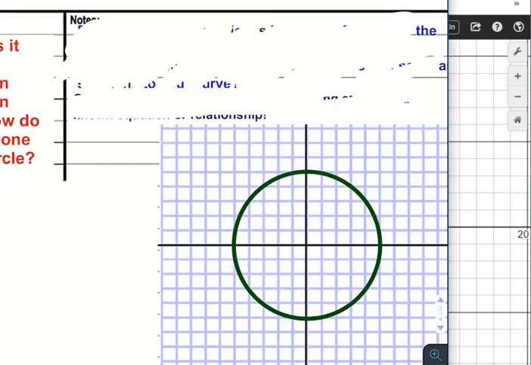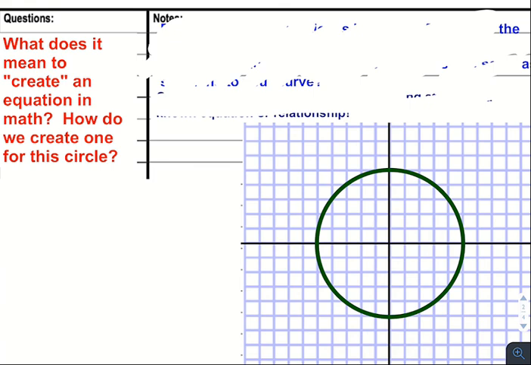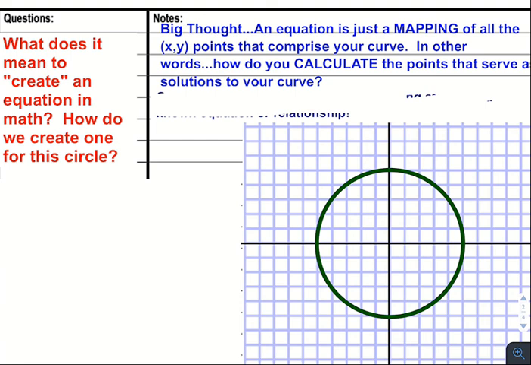Now, of course, we used a simple example, a linear equation, but this applies to all things that have curves or lines on a mathematical grid. And so if you think about this big thought, an equation just maps all the x and y points that comprise your curve. Now, curve in the mathematical sense means lines, and also non-linear things like circles. And so we can shift our question. If we want to create an equation for this circle, we just have to figure out how to calculate all the points so they land in this nice circular pattern, right?